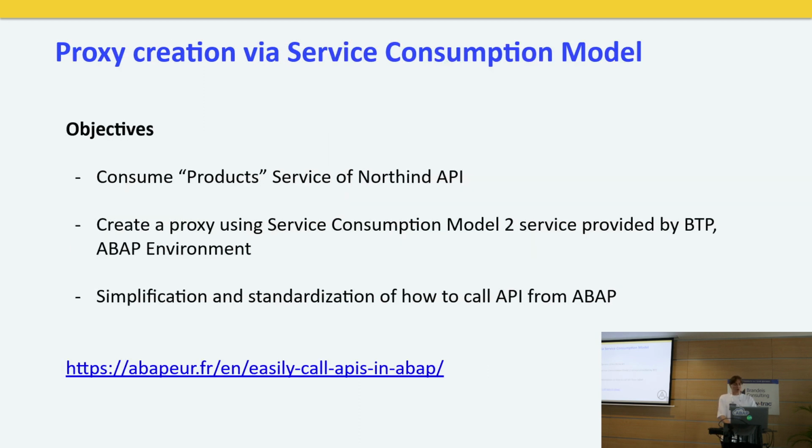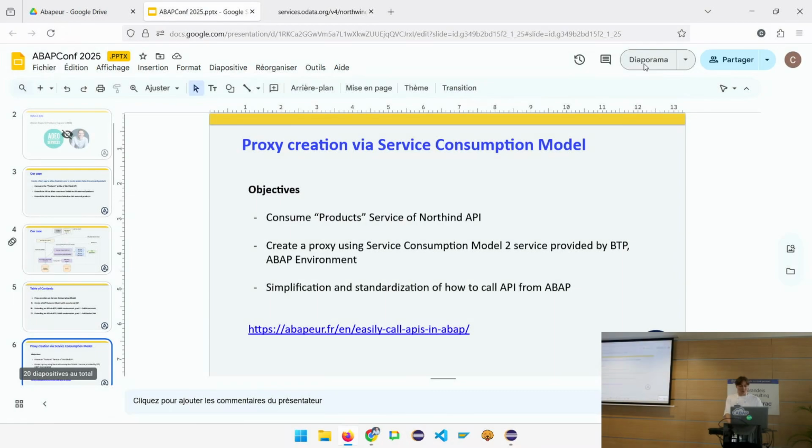First step, the proxy creation with the service consumption model. The objective is to consume the product service of the Northwind API. For this, we will create the proxy. We will use a service available in the BTP ABAP environment, the service consumption model. And with this, we will call the API. It's a really easy and standardized way to call an API.